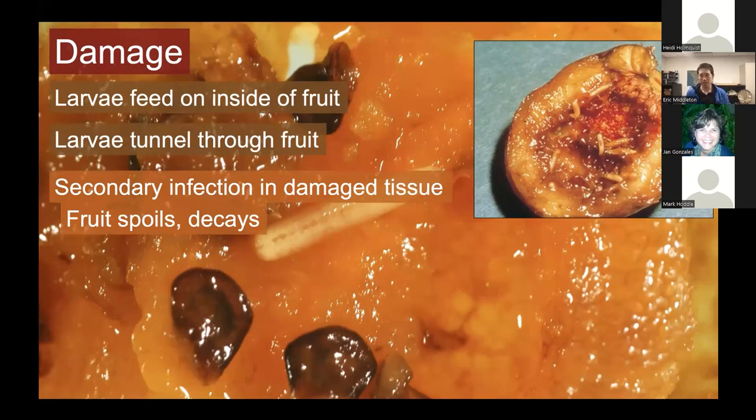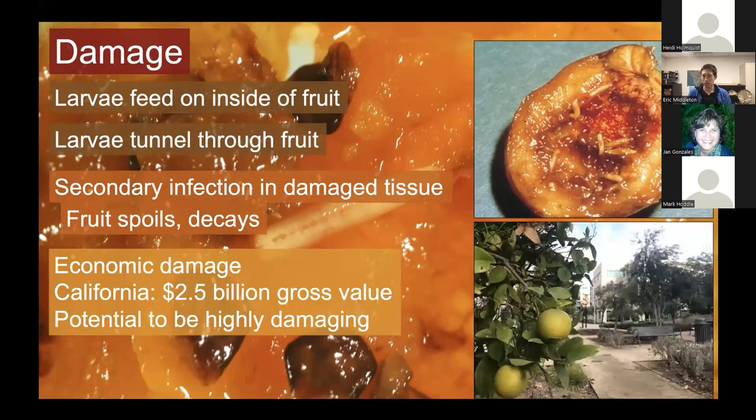That's not something you want to be eating. Also, you have fruit full of little maggots crawling around. And then, of course, for growers, it's a very serious problem. You can no longer sell it. There's a lot of potential economic damage that could occur in California from this.